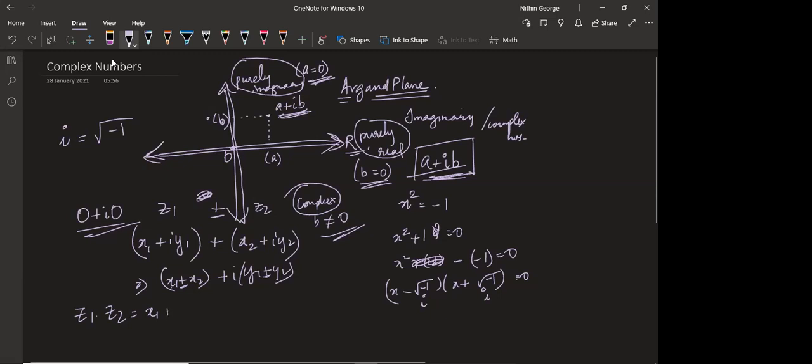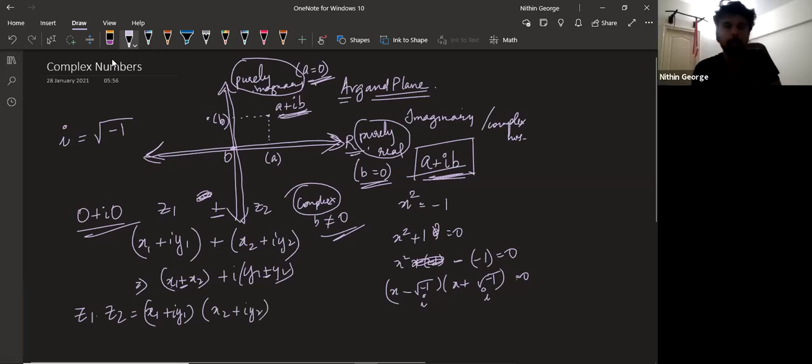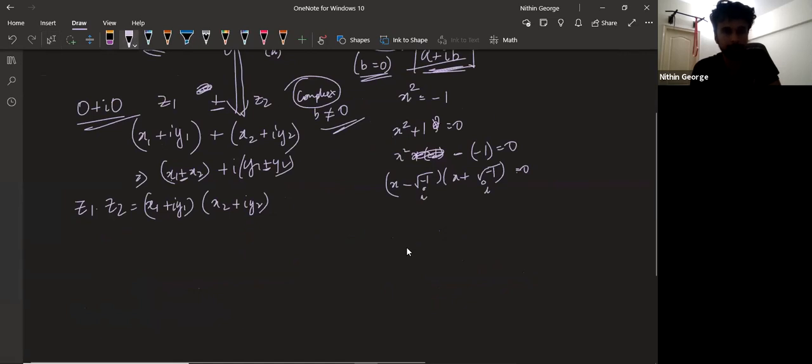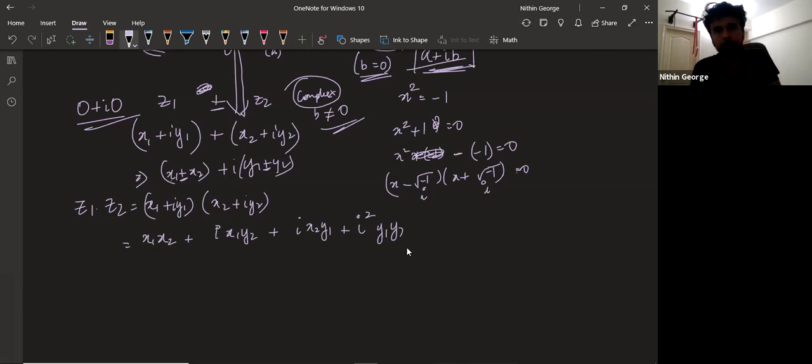I think this also separately. It's not exactly the same. Maybe you meant the same thing. So what you do is you multiply each part individually. So you get x1, x2. Then you get i into x1, y2, plus you get i into x2, y1, plus i square into y1, y2.